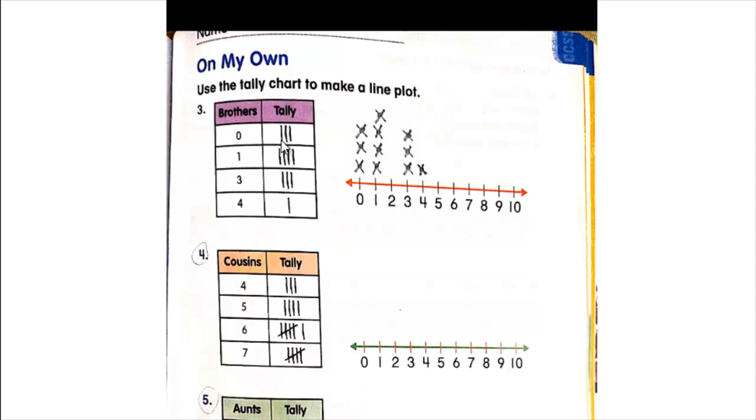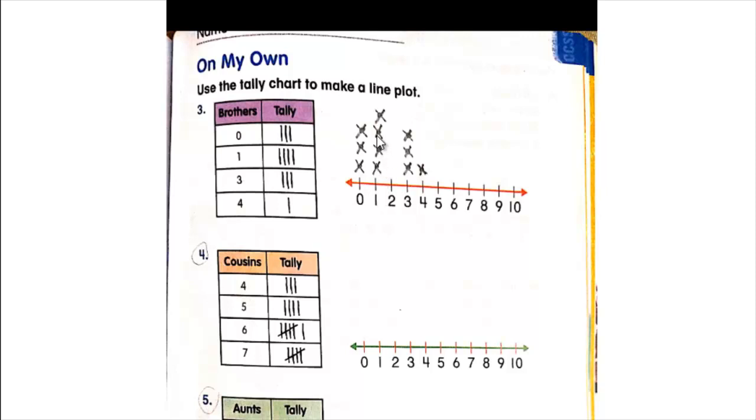In front of 0, there are 1, 2, 3 tally marks. So here, in front of 0, draw 3 plots to represent 3 tally marks. 1, 2, 3. Here, in front of 1, there are 1, 2, 3, 4. So here, in front of 1, draw 4 plots to represent 4 tally marks. Okay.